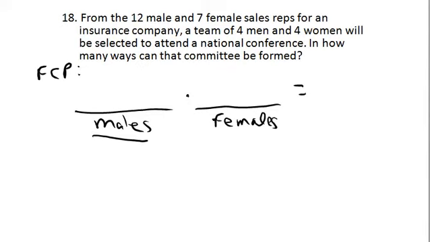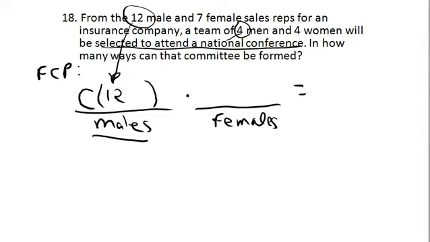So let's first of all just look at males. If we just look at males, there are 12. And we're going to choose 4. You're just selecting them to attend a conference. The order you choose them in doesn't matter. Since the order doesn't matter, it's going to be a combination. And you're choosing from 12 males, and from those 12 males, you're choosing 4 to go to the conference.